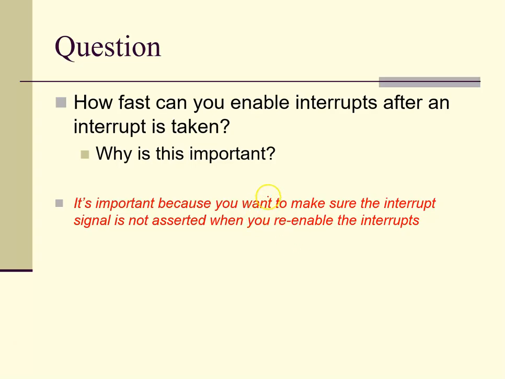So question one here is, how fast can you enable interrupts after an interrupt is taken? This is important because remember, when you take an interrupt, the interrupts are disabled automatically. So I want to see how fast some programmer can re-enable the interrupts. And this is important because if you re-enable the interrupts inside the interrupt service routine, you stand the chance of going into another interrupt service routine from the interrupt service routine.